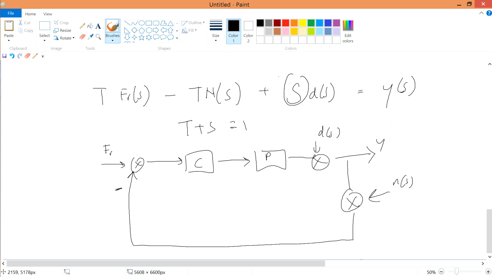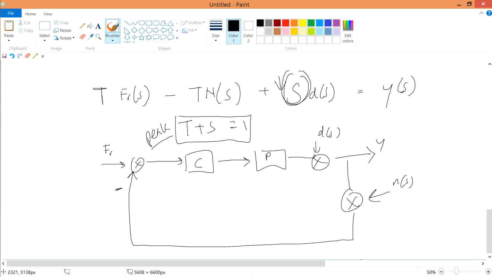And therefore we want S to be as low as possible, and we want T to be as high as possible, but not maximum. Because if T is maximum, this would cause the plant itself to become very unstable, and therefore we need to find a way to ensure that T is optimally maximum, such that the plant can still work, but it is still considered stable. This is why T plus S must be equal to 1, such that T and S do not peak. That's just the meaning of that.